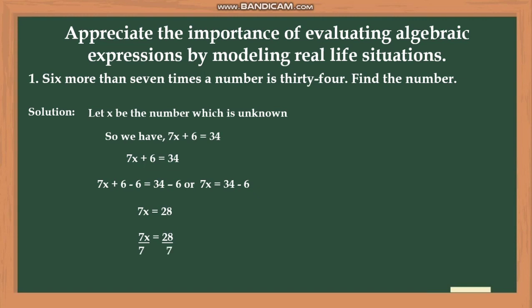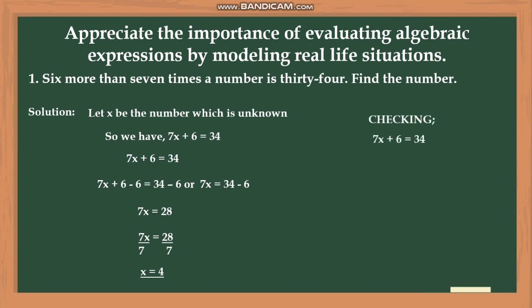Then divide both sides by 7, and we can get x. So we have 7x divided by 7 and 28 divided by 7. And x is equal to 4. So we get the answer: 6 more than 7 times the number is 34, and the number is x equal to 4. So how do we know that it is the right answer? Let's check it.